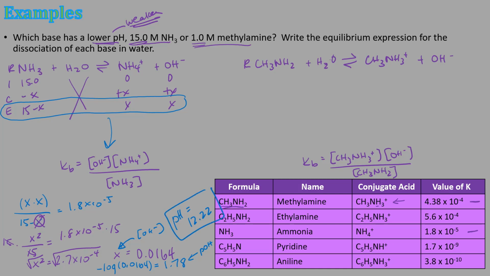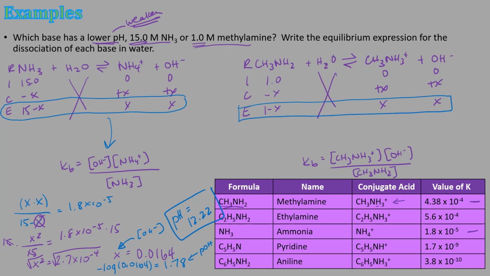Then for the methylamine, I'm going to set up a RICE table. I have initially 1.0, get rid of water, none of this and none of that, increasing on this side and decreasing on the left. Then I plug all of these equilibrium values into my K. I'll have x times x on top, so that's x squared divided by 1 minus x, equal to 4.38 times 10 to the negative fourth.